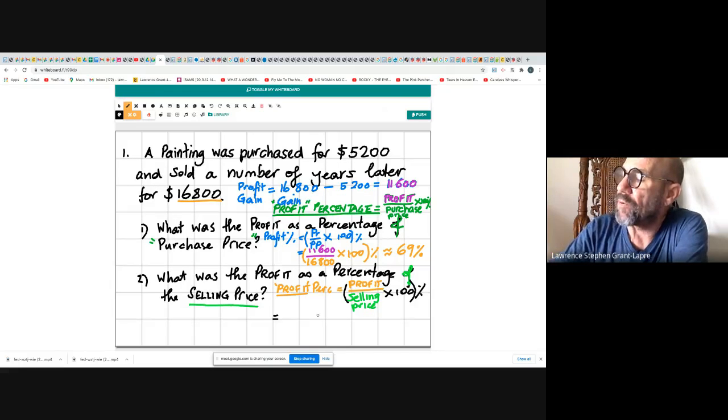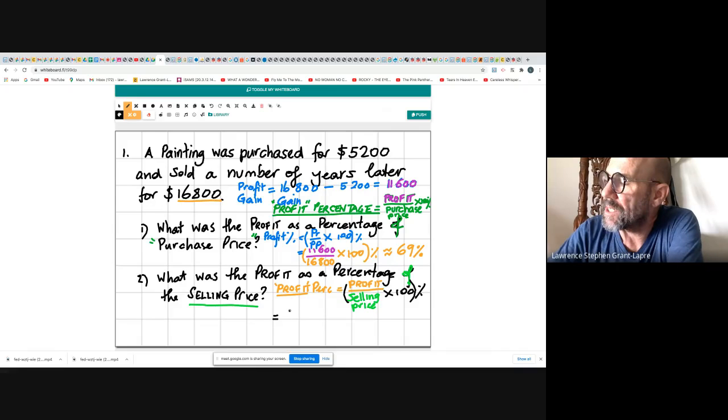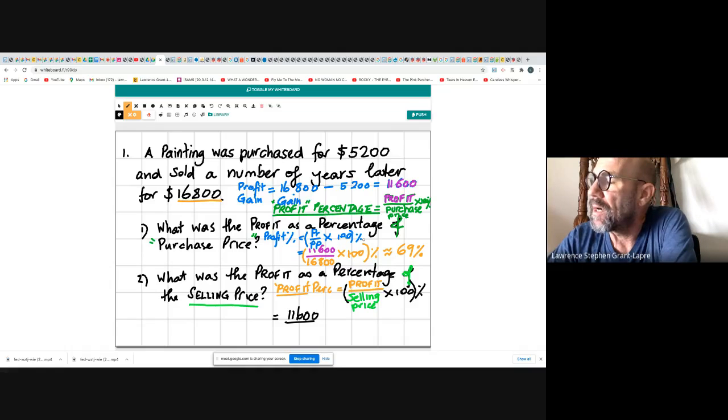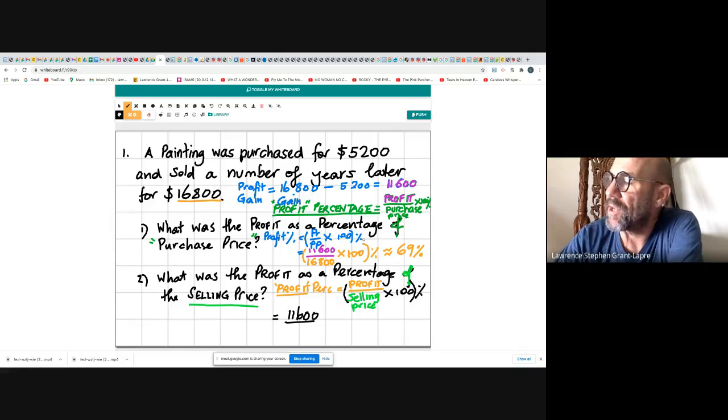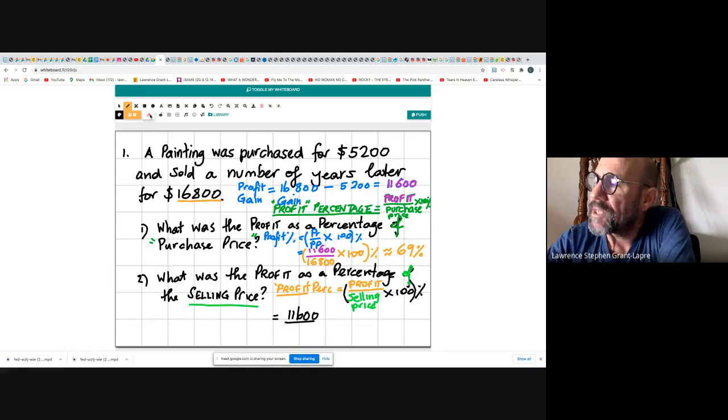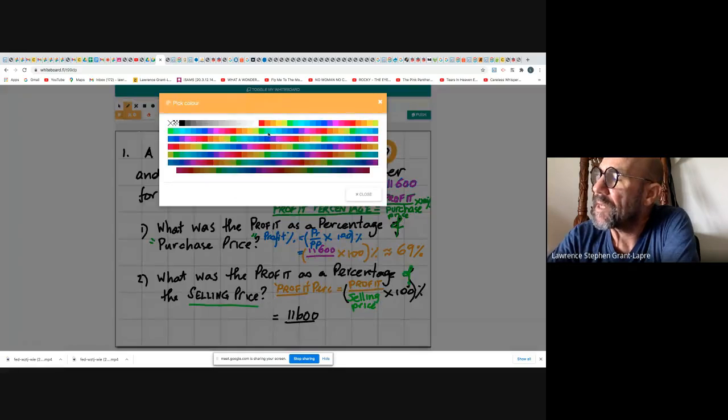So let's work out what is the profit. We already found the profit. It was 11,600, divided by the selling price. In fact, the selling price, purchase price. Did I make a mistake earlier on? Did you spot that? Let me just double back. That's not the purchase price. The purchase price is 5,200. That was a mistake. Let me just fix that up.